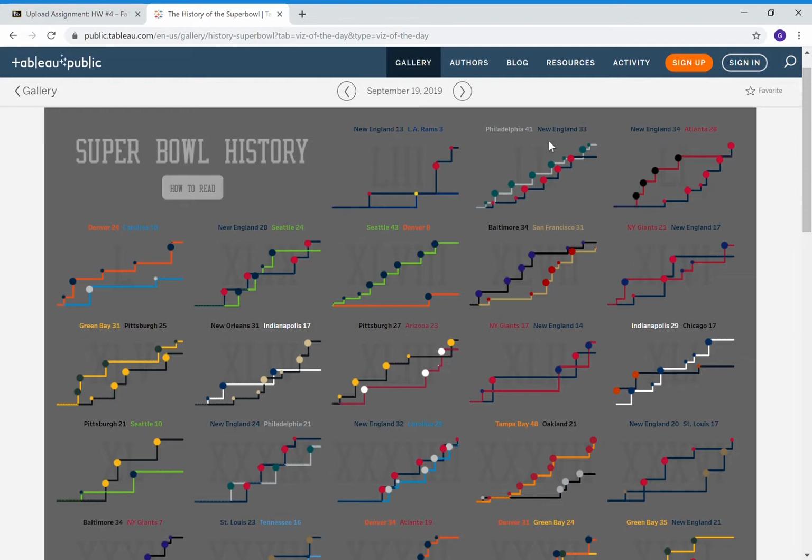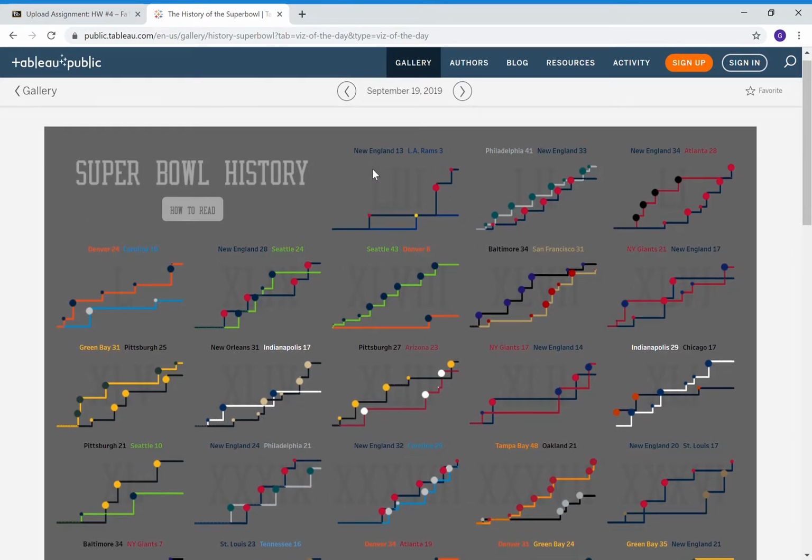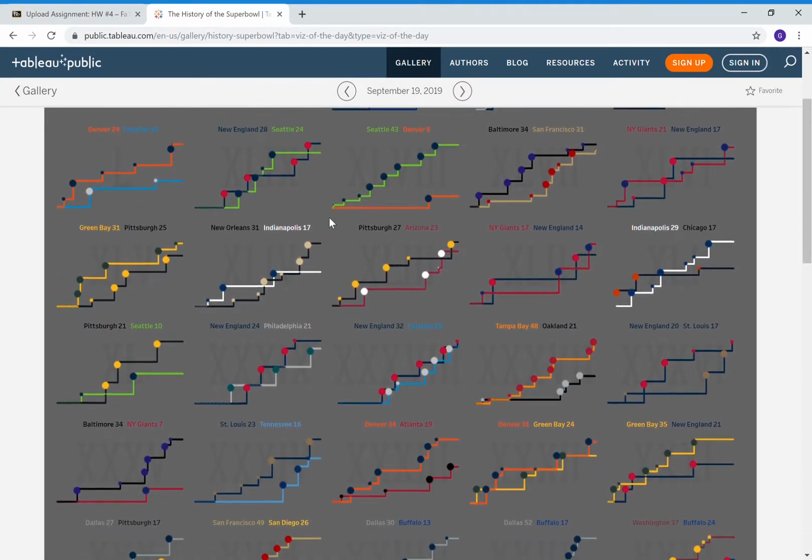We got New England, Atlanta, New England, Philadelphia, and then this lowest scoring Super Bowl that has been recorded through history. It's the New England Patriots and the Los Angeles Rams.